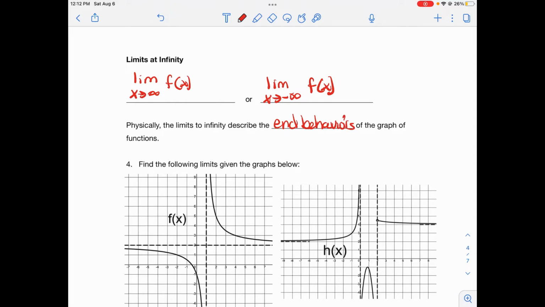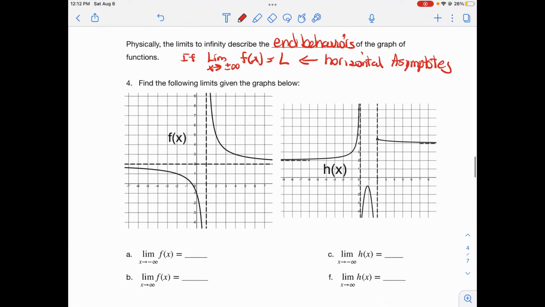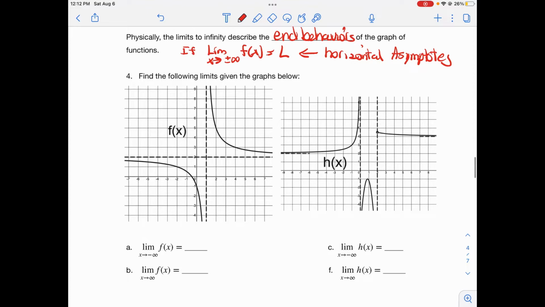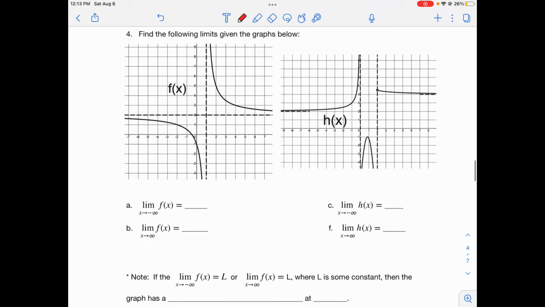of the function. And if the limit as x goes to positive or negative infinity equals a constant, it also describes horizontal asymptotes. Okay, so it describes what's happening at the ends of our graphs, that's the end behaviors, and it also describes our horizontal asymptotes if the limits happen to be constants. So let's look at this graphically, how we can figure this out.